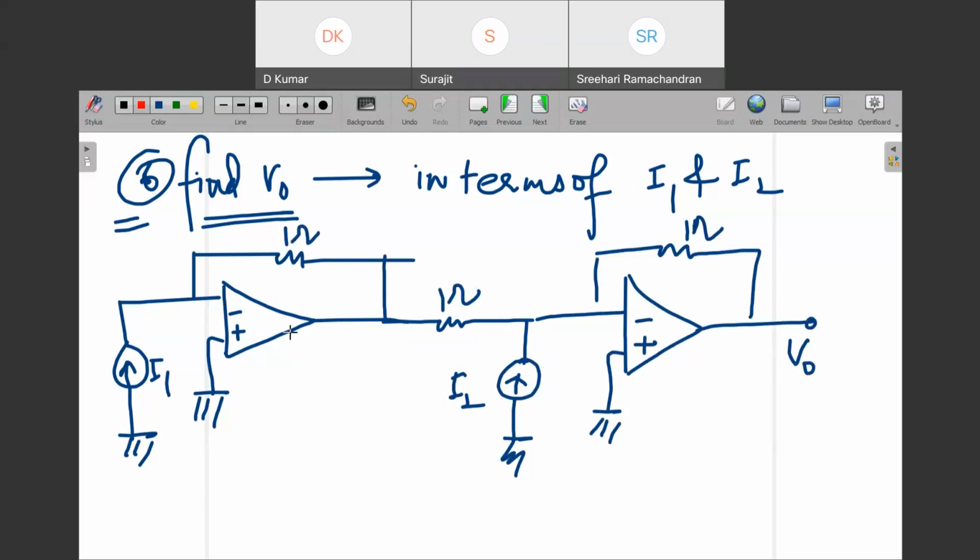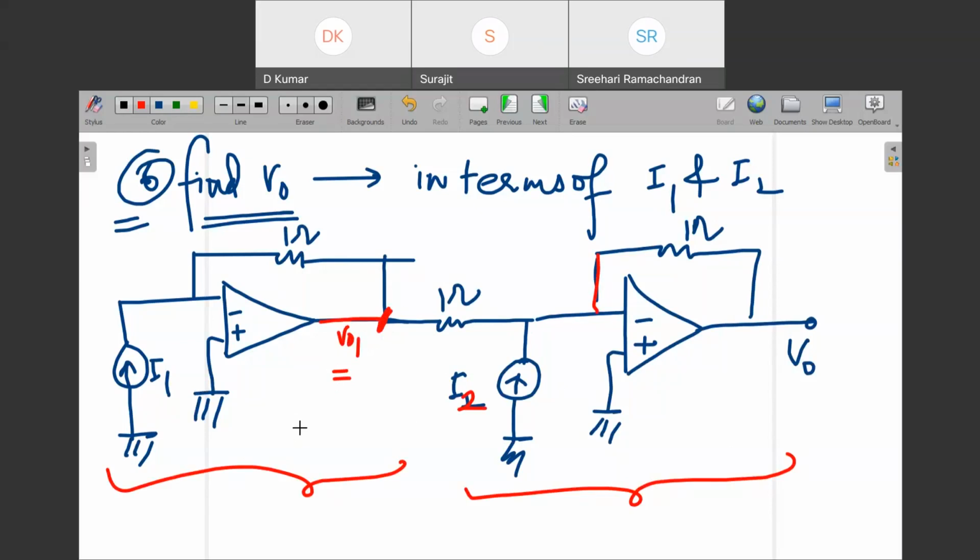So what you have to find here is, this is I2. There are 2 op amps connected back to back, okay? Find V naught in terms of I1 and I2. By looking at the circuit, you would be able to find the voltage here, right? What is the voltage at this point? You can say V naught 1 will be. What is the voltage at this point? So V naught equal to I1 minus I2. Yes, V naught equal to V naught 1. Acha, V naught equal to what? I1 minus I2. Yes, I1 minus I2. Very good.